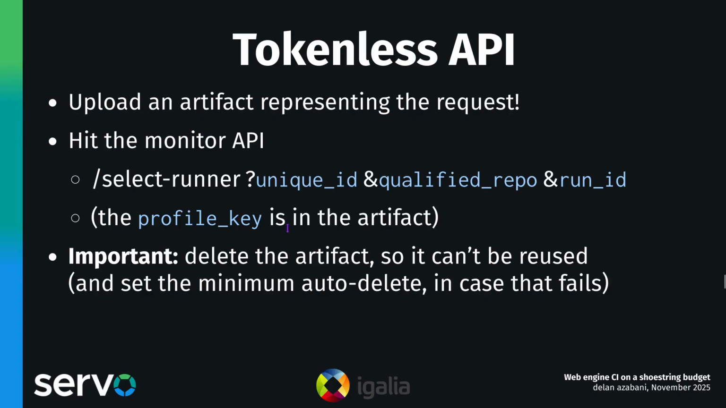All we have to be careful to do then is to delete the artifact after we reserve the runner so that it can't be replayed by a malicious client. And in the event that deleting the artifact fails, we can also set the minimum auto-delete period of, I think at the moment it's 24 hours, just in case that fails.